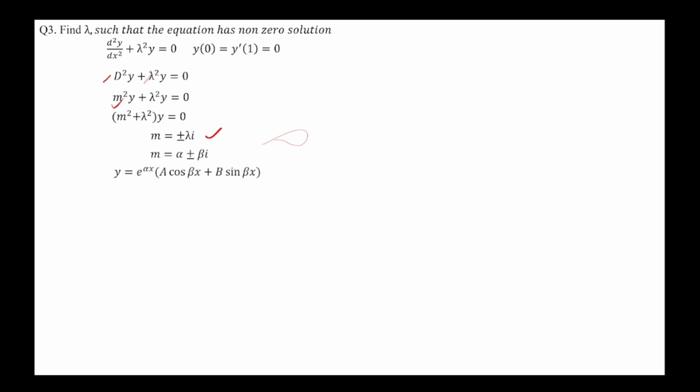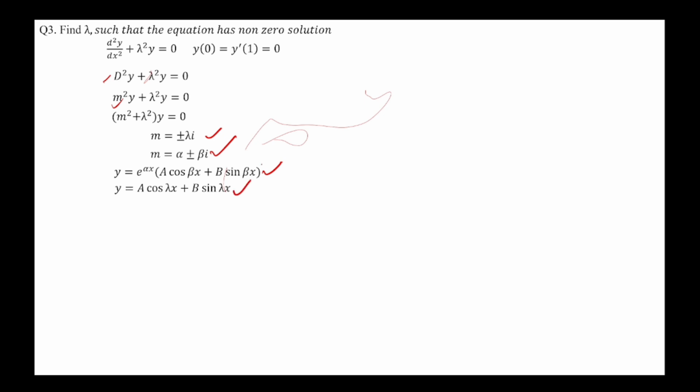So find lambda such that the equation has a non-zero solution. So very first we can write this equation like this. Then we'll write this, just replacing d with m. Then the root will be this plus minus this. Okay. We know that for this kind of root, comparing this, alpha is 0, beta is lambda. For this kind of roots, we have this kind of solution. Okay. But alpha is 0, so you'll get the ultimate solution like this.